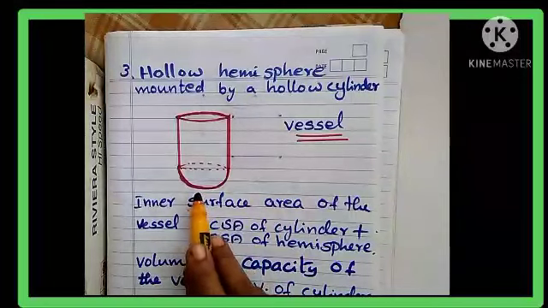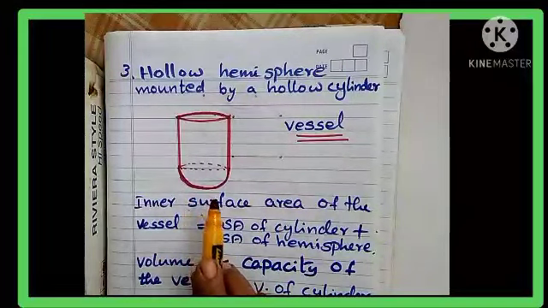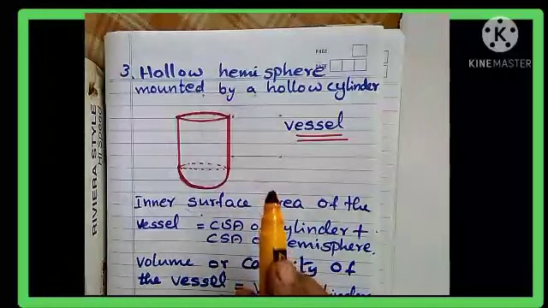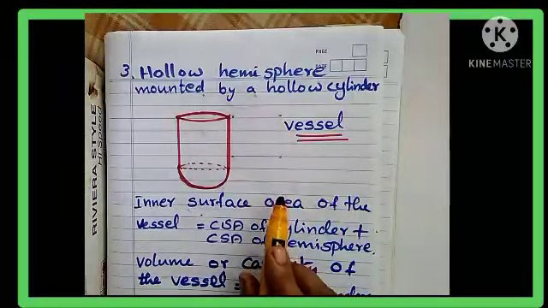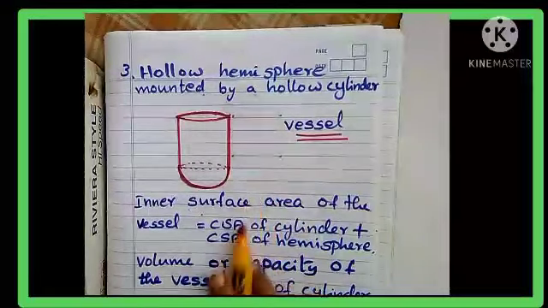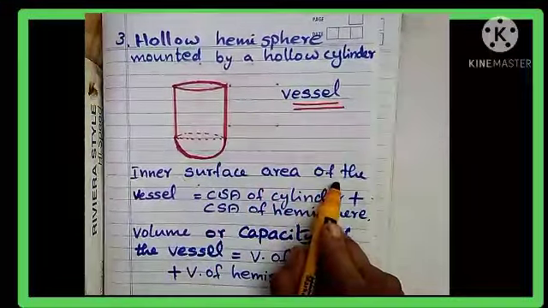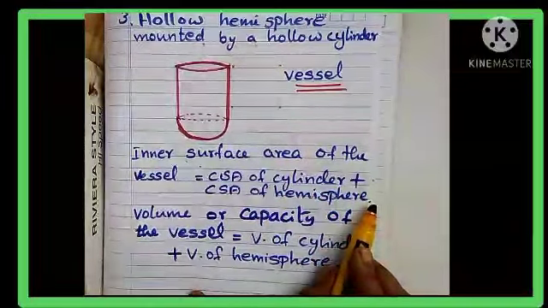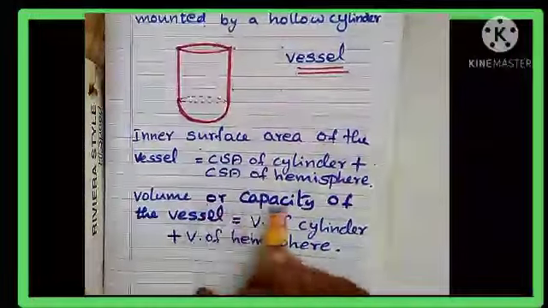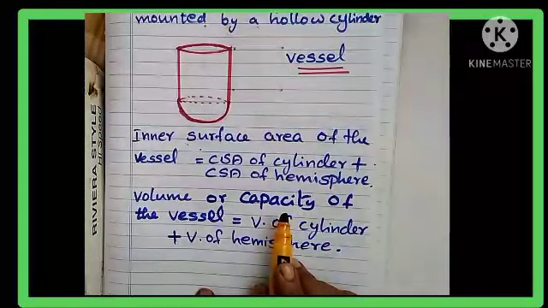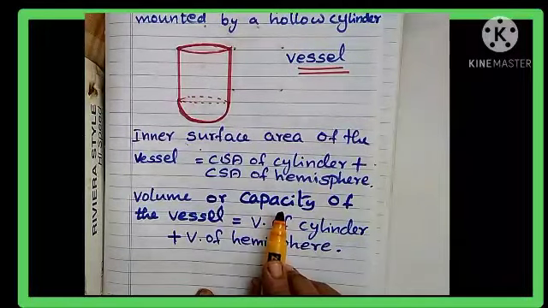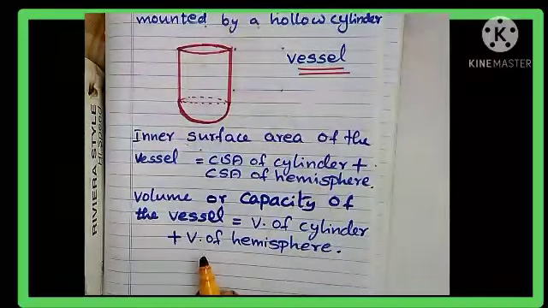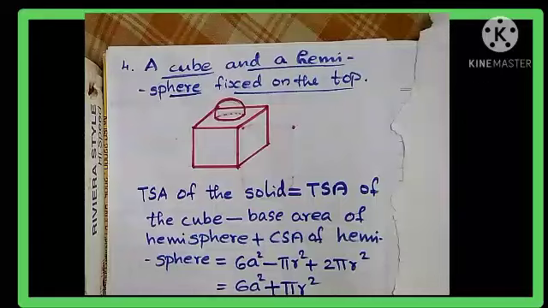The sum of the CSA of the cylinder and the CSA of the hemisphere, we just need to multiply by 2 if it is required. So according to the question, we need to write the answer. If the inner surface area only is needed, that is the CSA of the cylinder plus the CSA of the hemisphere. Now, what is the volume or capacity of the vessel? Capacity is the same as volume. So the capacity of the vessel means the volume of the cylinder plus the volume of the hemisphere.